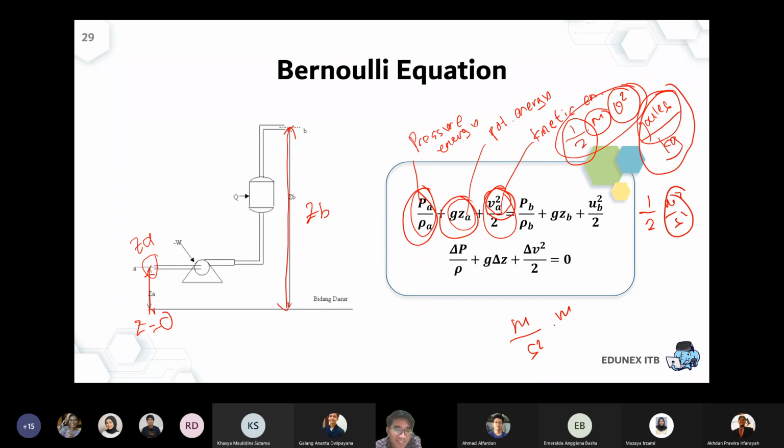Can you understand, or is anyone still confused why the unit becomes joule per kilogram? Is anyone still confused?